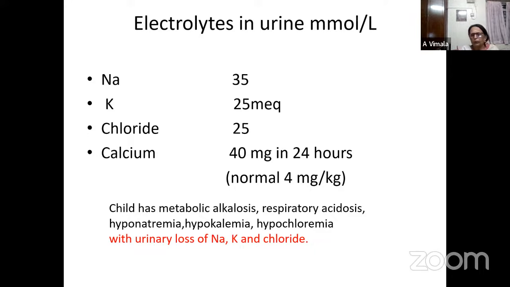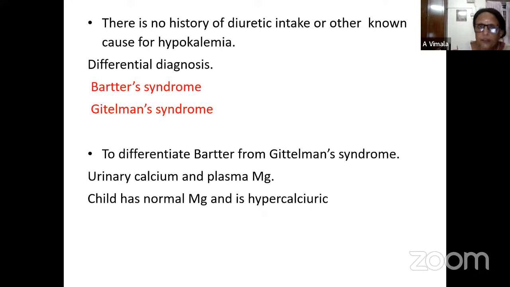So, what could be the diagnosis? Any suggestions? Failure to thrive, growth retardation, euvolemic, normal blood pressure, present with hypokalemia, metabolic alkalosis. What are the syndromes you remember? So there is no history of diuretic intake or other known cause for hypokalemia. So the differential diagnosis would be either a Bartter syndrome or a Gitelman syndrome.